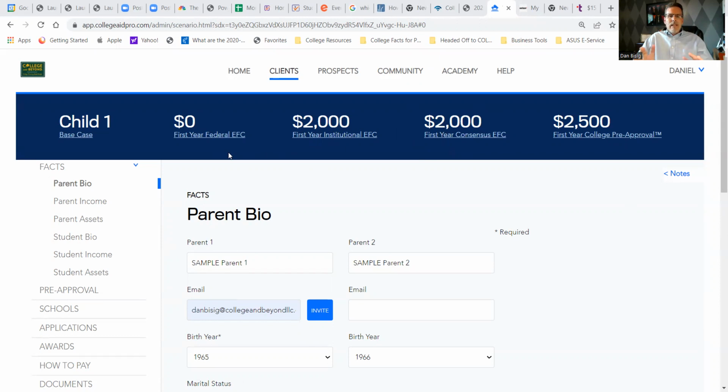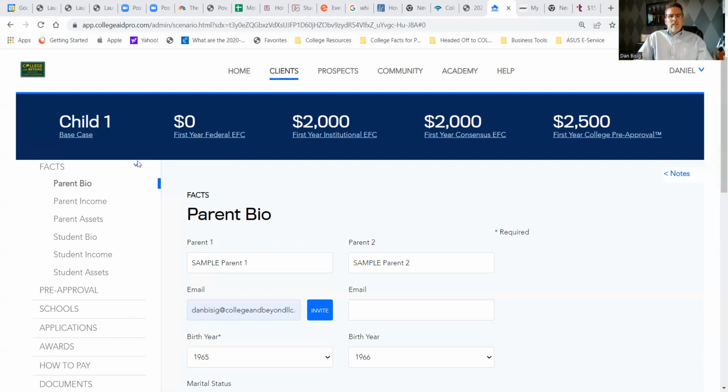And we're not going to be able to get into a lot of details about how a married couple gets handled versus a divorced family. But what you do need to know is if you use this tool, you can absolutely get some clarity on both. Now, the federal is based on submitting your Free Application for Federal Student Aid. The institutional and the consensus both use the CSS Profile, which is an additional financial aid form that you have to complete in addition to the FAFSA. And so just keep that in mind. I'll show you in a minute the way that you can find out whether a college is strictly a FAFSA only school or whether they use the CSS Profile.